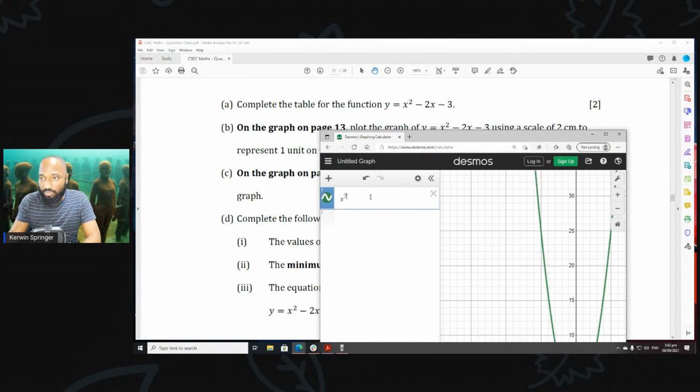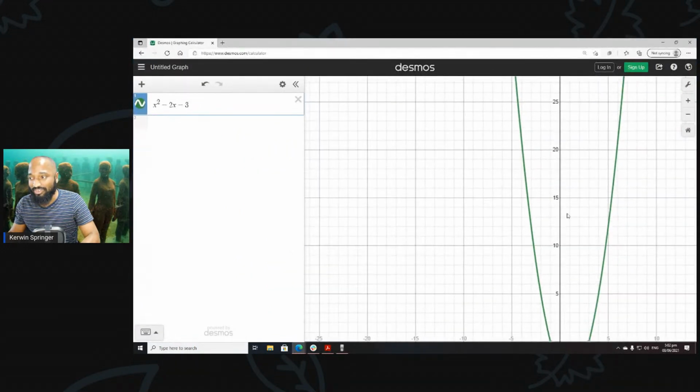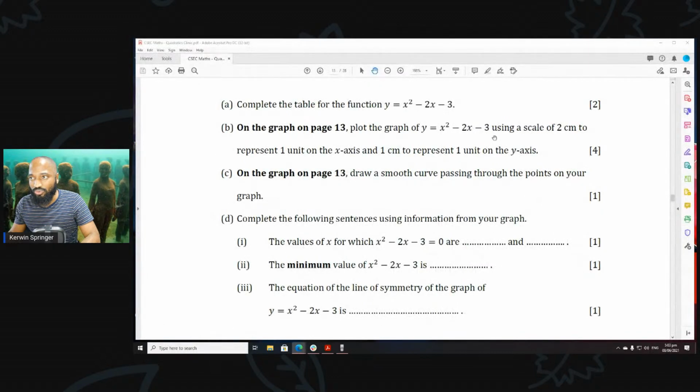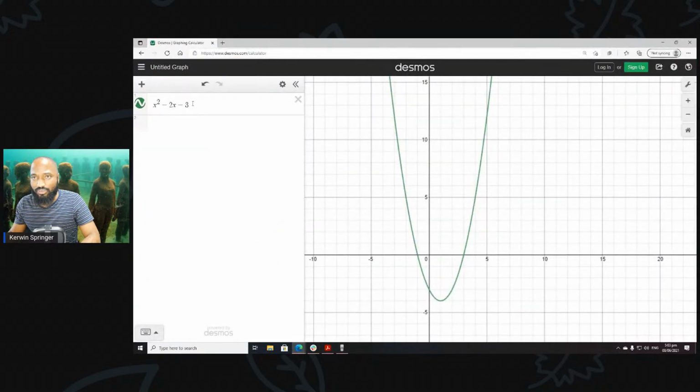Here we go, I am plotting the graph here. Minus 2x. Look at all that graph plotted. Minus 3. And nice, I just plotted the graph. And I think they wanted you to plot it between two values. Oh, from -2 to 4. Fine. I think it's a way to cut it off. I don't know. From -2 to 4.